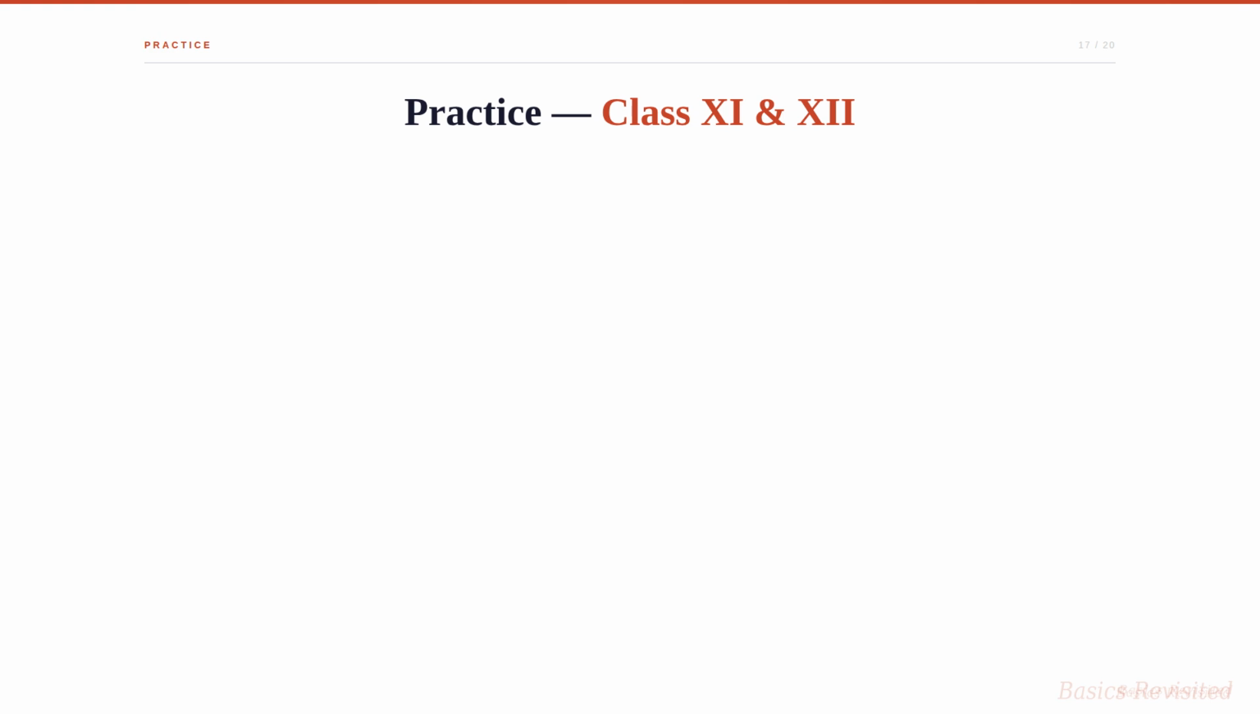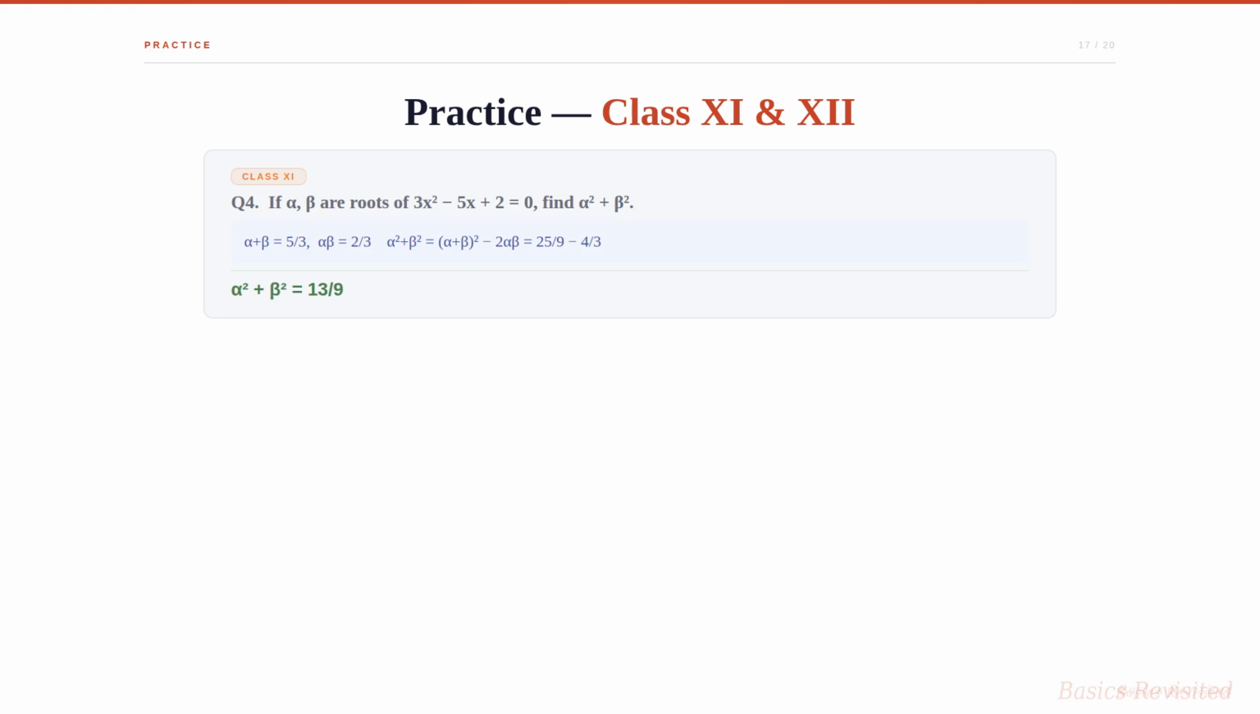Practice questions, Class 11 and Class 12 level. Question 4, Class 11. For roots alpha and beta of 3x squared minus 5x plus 2, find alpha squared plus beta squared. Using the identity, the answer is 13/9.